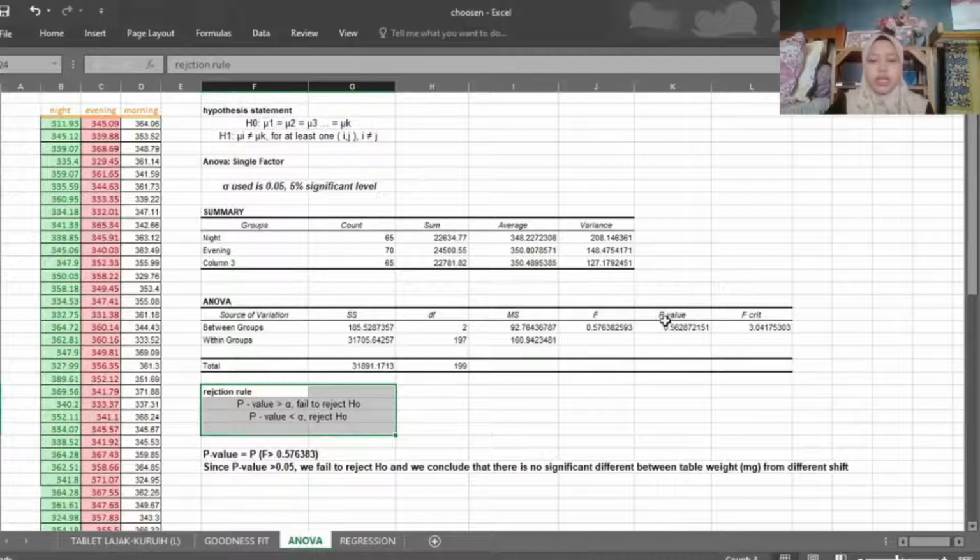For this ANOVA, we get a P-value equal to 0.562872151, which is larger than the alpha. We fail to reject H0, and we conclude that there is no significant difference between the weight and the different shifts.